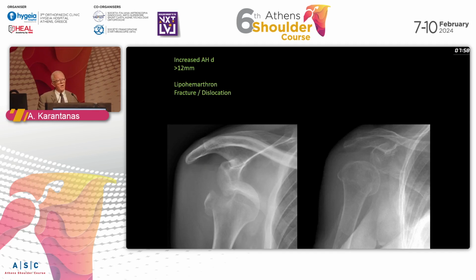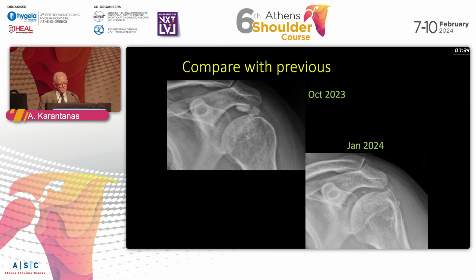But we can also have an increased distance, and the increased distance occurs when we have lipohemarthrosis. As you can see here, this is a fat-fluid level because of a fracture of the surgical neck. And in this case, we have lipohemarthrosis again as a result of a fracture and anterior dislocation.